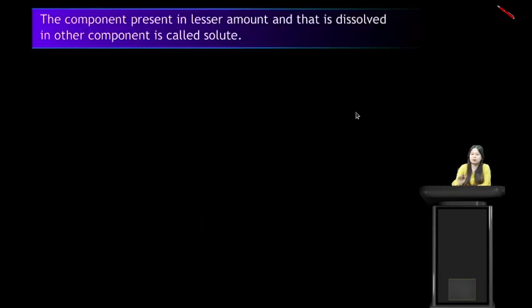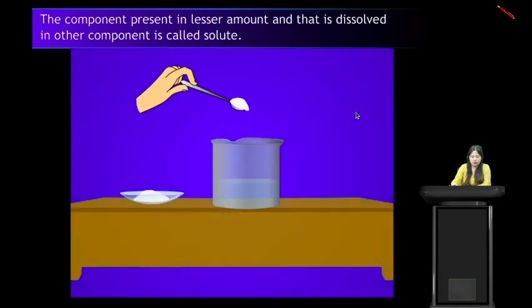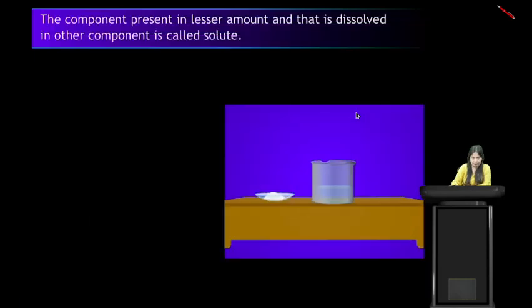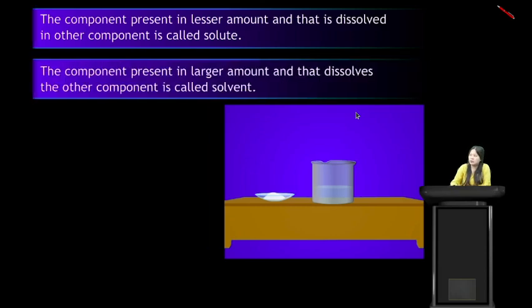Now, there are two components in a solution. The component present in lesser amount and that is dissolved in the other component is called the solute. Here we are dissolving salt in water. So which one is the solute, the salt or water? The component present in larger amount and that dissolves the other component is called the solvent. Water is present in larger amount, correct? So in this example, salt is the solute and water is the solvent.